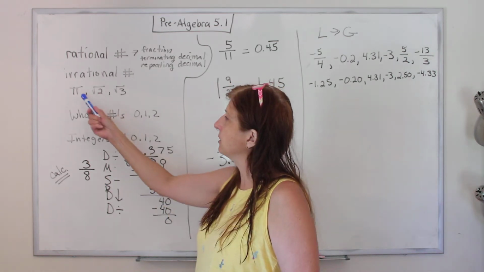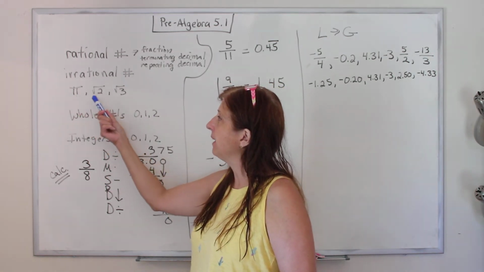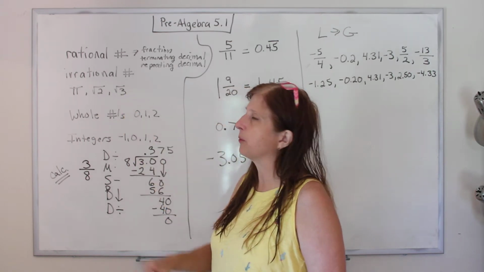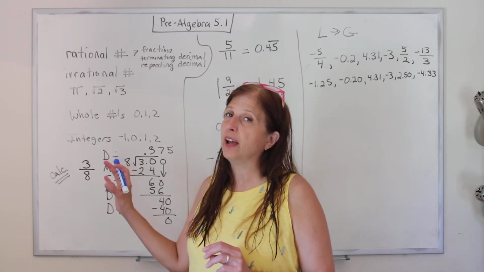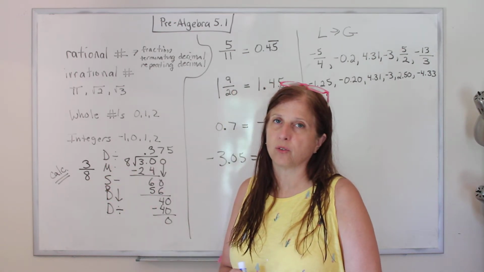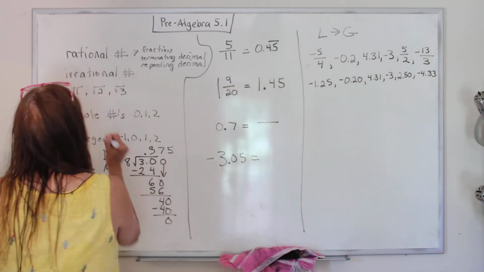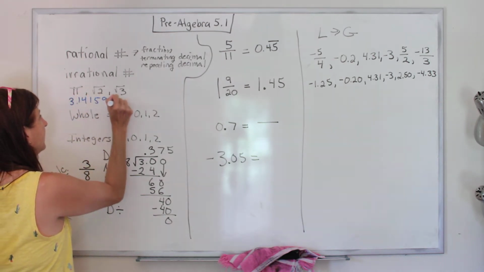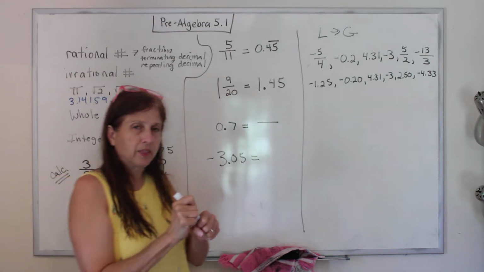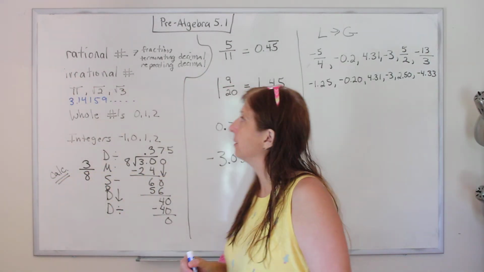Irrational numbers are numbers like pi, the square root of 2, the square root of 3, and these are numbers that have decimals that go on forever without getting into a pattern of repeating. So pi is like 3.14159, and it just goes on forever without getting into a pattern of repeating.